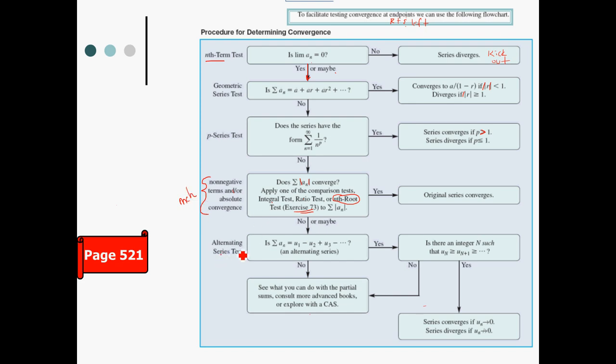Alternating series test. If your signs alternate and your terms are decreasing and the terms go to 0, then you have convergence. The series will converge if the limit of the terms goes to 0, and diverge if not. Remember, you're looking for convergence. That's what we want. I like this too. If everything you've done so far fails, see what you can do with partial sums, consult more advanced books, or explore with your calculator. Ha! Whatever.